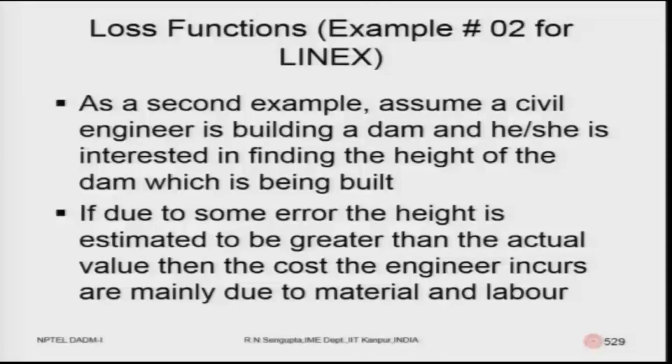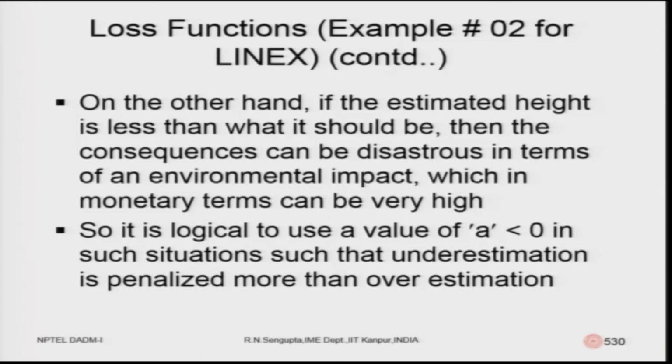As a second example, assume a civil engineer is building a dam and she is interested in finding the height of the dam which is being built. If due to some error the height is estimated to be greater than the actual value, then the costs the engineer incurs are mainly due to the material and the labor cost which I said. On the other hand, if the estimated height is less than what it should be, then the consequences can be disastrous in terms of an environmental impact, which in monetary terms can be very high.